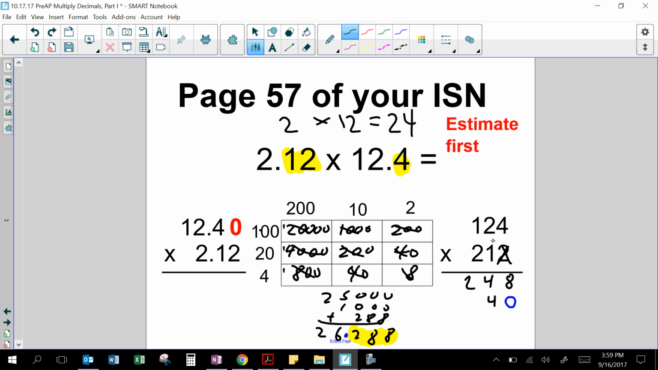1 times 4 is 4. 1 times 2 is 2. 1 times 1 is 1. Since we are done with this one, we need 2 placeholders because we're in the hundreds now. 2 times 4 is 8. 2 times 2 is 4. And 2 times 1 is 2.